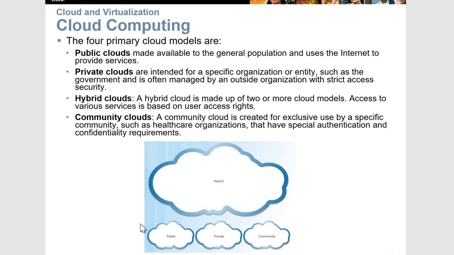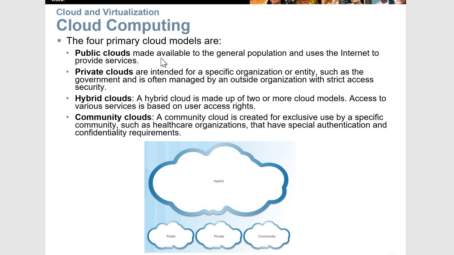We've got four primary cloud models. The first one being public cloud that we see here. Cloud-based applications and services offered in a public cloud are made available to the general population. Services may be free or are offered on a pay-per-use model, such as paying for online storage. For instance, if you have Google Drive, you can get a certain amount for free, or you can pay for a bit more. The public cloud uses the internet to provide services.